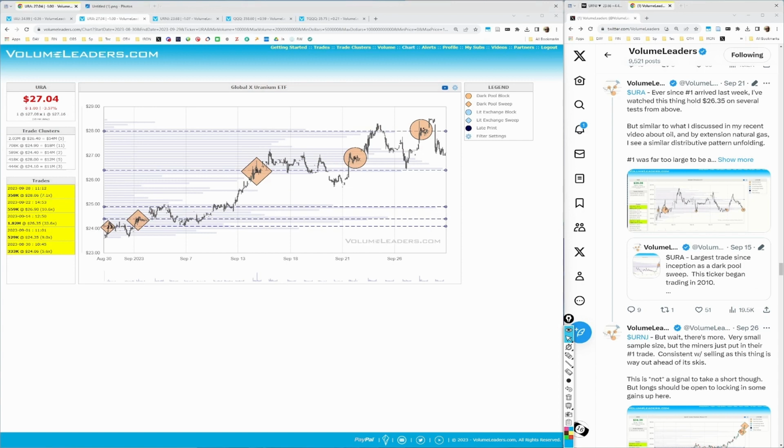Okay, let's move on to our next example, which is uranium. And we're going to talk about two symbols, URA and URNJ, that Bruce tweeted about over the course of a week, on the 21st and 26th of September. Neither of them are very familiar to me, which is again the beauty of this product, Volume Leaders, that you're going to come across symbols where they might be moving money from high to low or low to high that you're not that familiar with. Provided there is liquidity in that symbol, that does give you a potential opportunity to ride coattails.